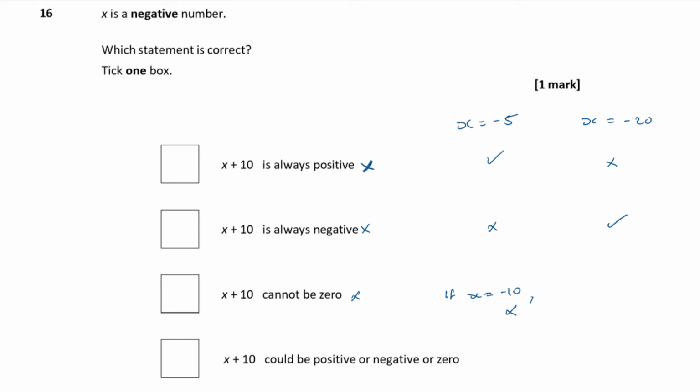Yeah, well, I think that's the conclusion we've reached, isn't it? Because if x is negative 5 and I add 10 to it, I'm going to get a positive number. If x was negative 20 and I added 10 to it, I'll get a negative number. If x was negative 10 and I added 10 to it, I'm going to get 0. So all of those things are possible, which is why I'm going to tick that box there.